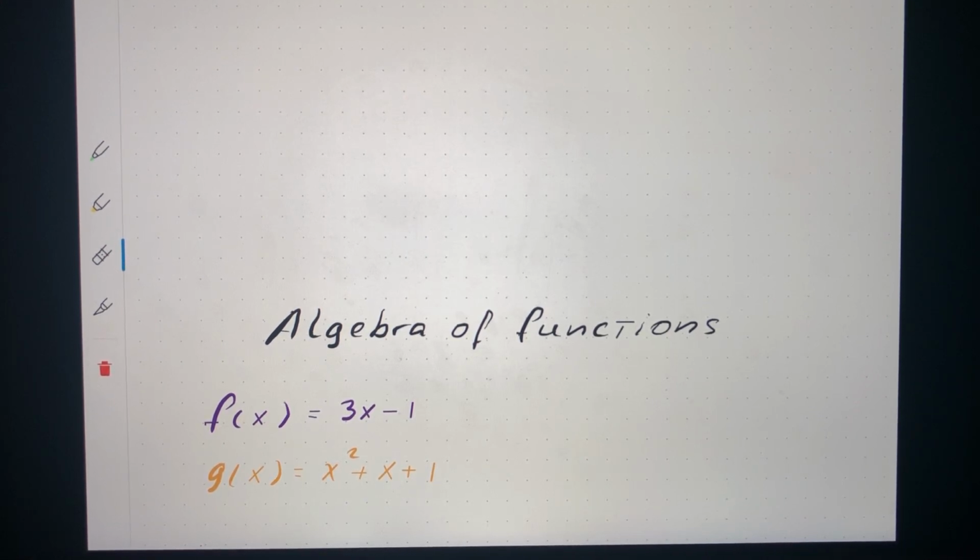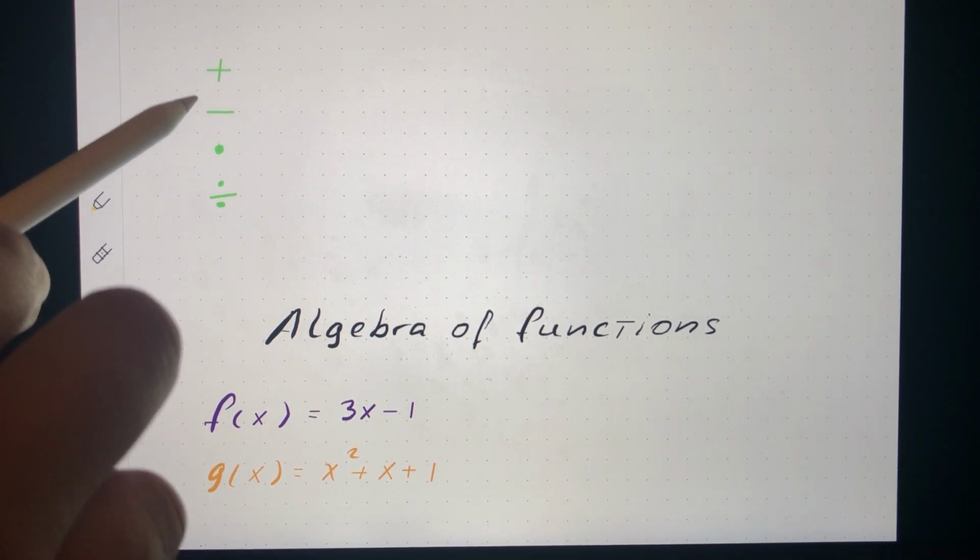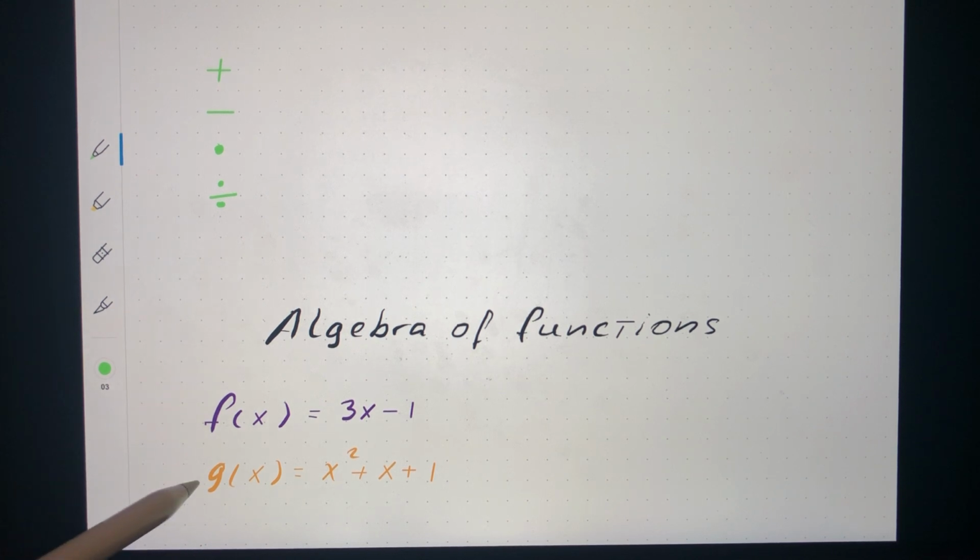Hello, this video is about the algebra of functions. So what are the operations that we can actually do in algebra? Well, they are the addition, subtraction, multiplication, and division. So below are two functions, and we can also do the same four operations with these two functions.